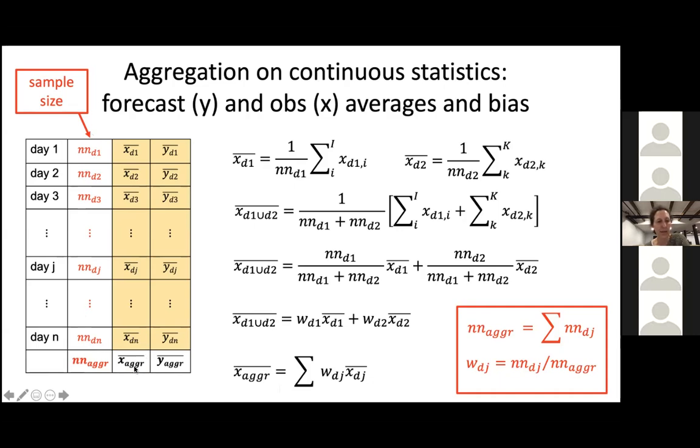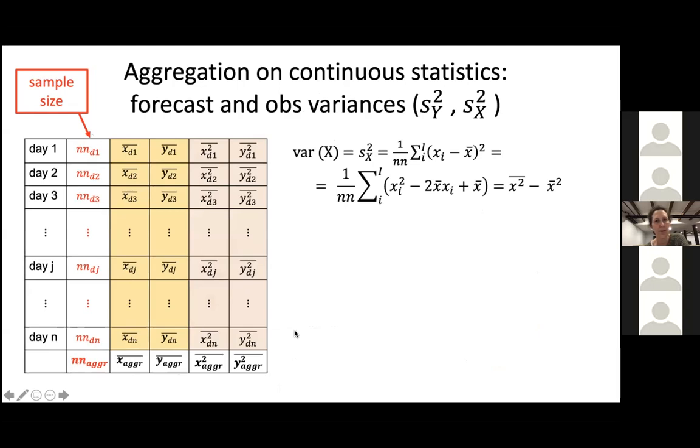This gives me the aggregated average of the observations. You do the same thing for the forecast, and then you can calculate the aggregated average. Number 2, aggregation of forecast and observation variances.